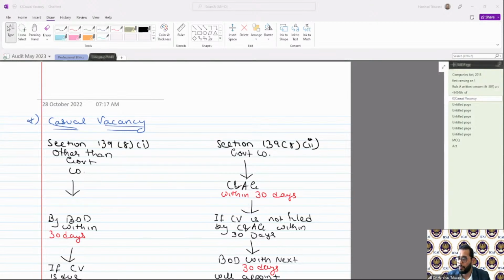Okay. So that was Section 139 in detail, talking about appointment of an auditor, which includes first appointment, subsequent appointment, casual vacancy, and rotation.